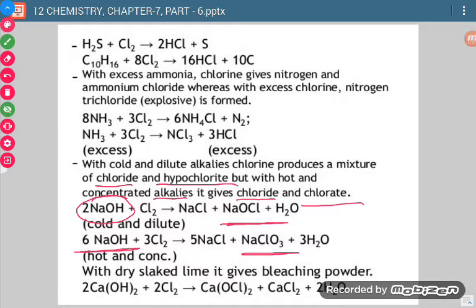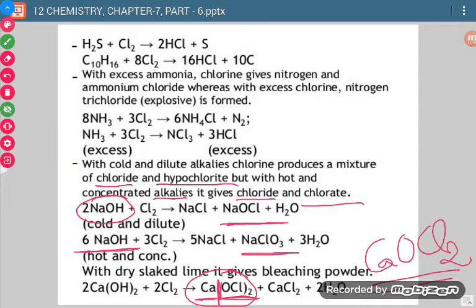With dry slaked lime it gives bleaching powder. Now see, this is the bleaching powder. Here there is some problem in that. The formula is CaOCl2. This is the bleaching powder formula, so we don't have to put a bracket over here. The formula will be CaOCl2. So Ca(OH)2 plus Cl2 gives CaOCl2 plus CaCl2 plus 2H2O.